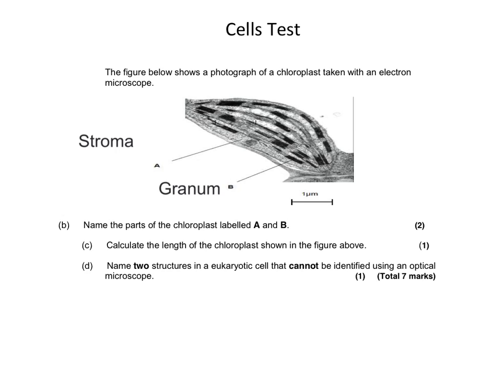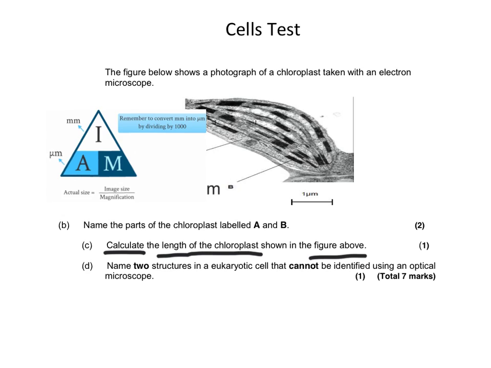Okay, 1C. You need to calculate the length of the chloroplast shown in the figure above. The first thing you need to do is know what you are going to do with your calculation, and you're going to use the I am triangle. Ta-da! So there we go.